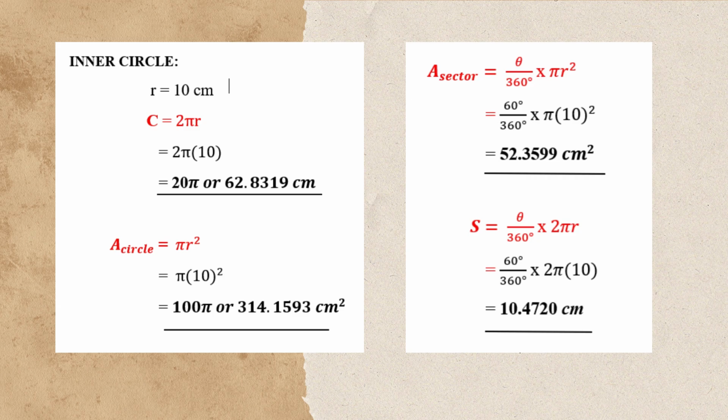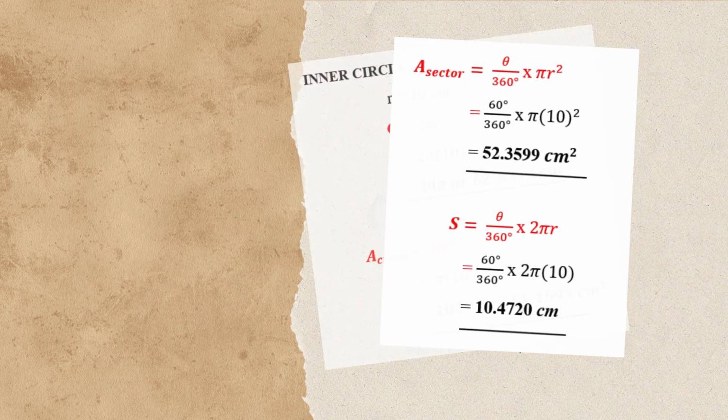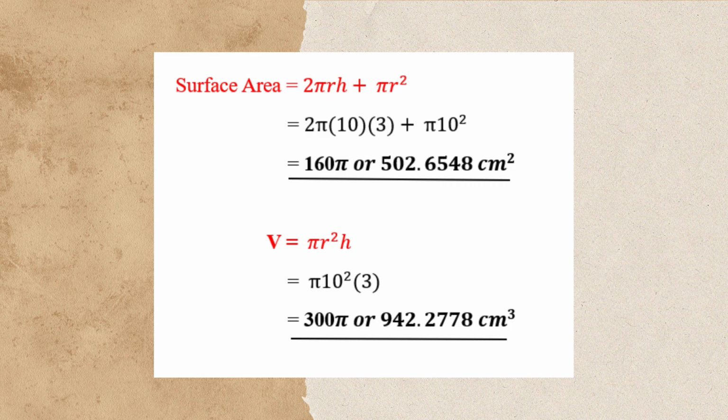Oh, how cool. Oh wait, now I'm wondering, how much volume of food can it hold? That should be easy to find. Given that the height of the plate is 3 cm and the radius of the inner circle is 10 cm, you can substitute this information into the formula pi r squared h, giving us the volume of the plate, pi times 10 squared times 3. Putting this equation into our calculator will give us 300 pi or 942.2778 centimeter cube as our answer.